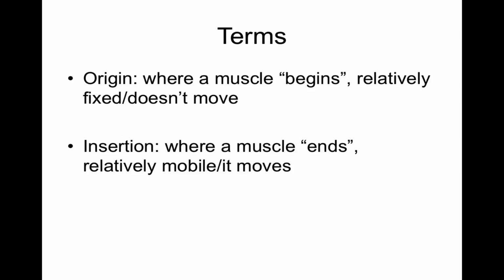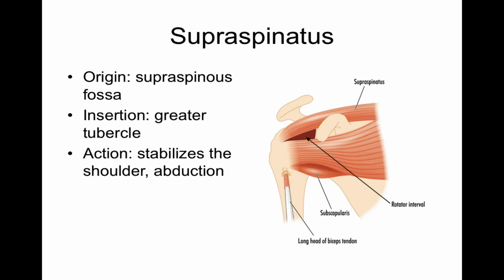Whereas the insertion is the part of the muscle, the attachment, where the muscle ends, basically. This is the part that is actually moving another body part, another bone, away from the body or toward the body or rotating it. So origin, fixed, insertion, movable.